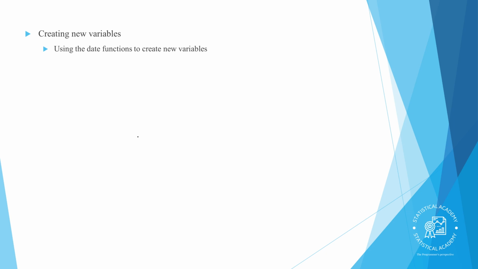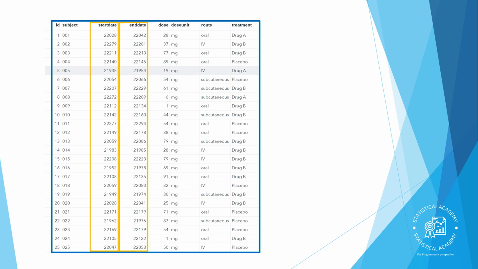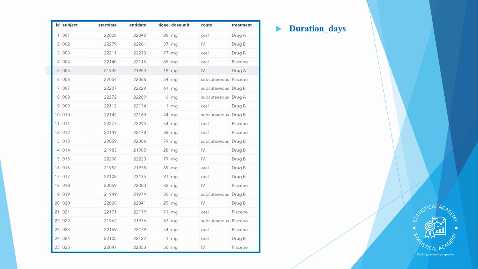We will now see the usage of date functions. Before going to SAS Studio to write program, we will look at the data. We have an exposure data set which has treatment information with start date and end date, which are in raw numeric SAS date form. So each of these numbers represent the number of days from January 1st, 1960. First thing I wanted to calculate is duration in days between start date and end date. The variable name is duration underscore days, which is the duration of treatment in number of days.